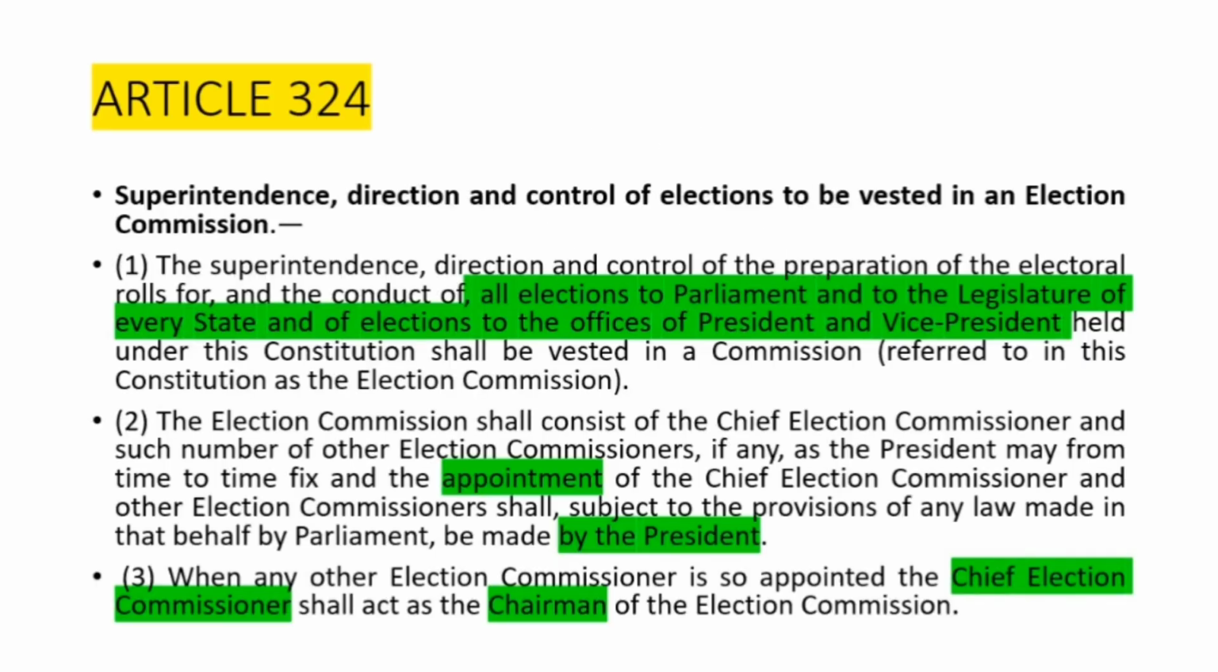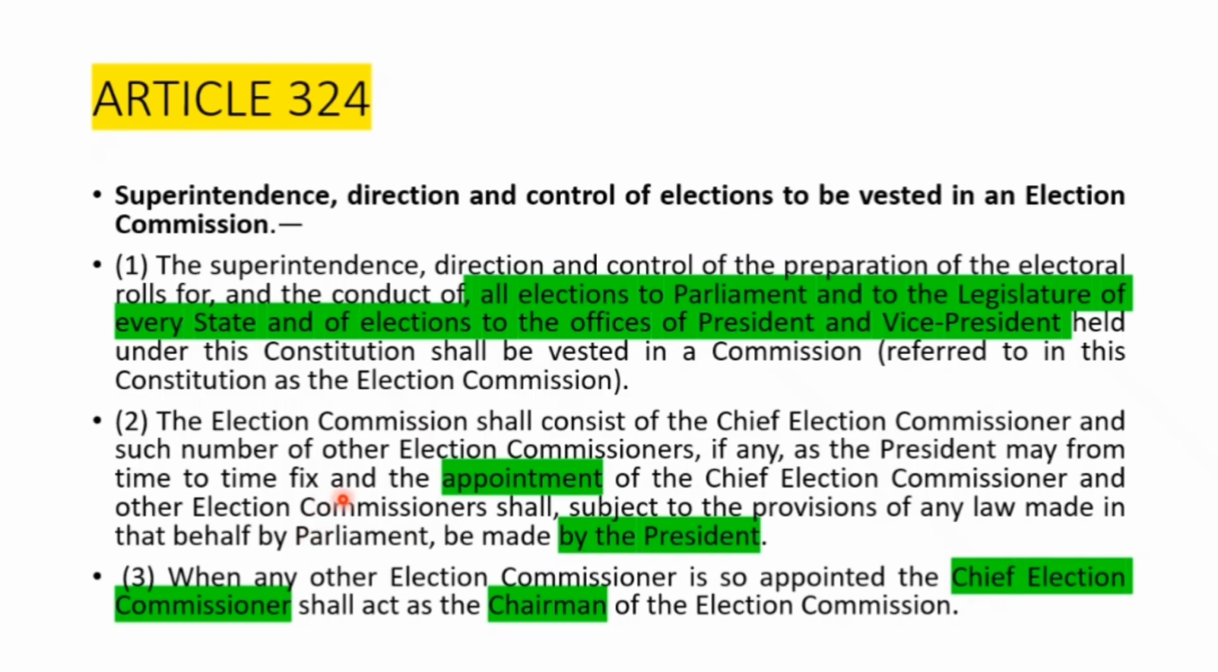Okay, so the first article, 324, is about the powers of the Election Commission. The powers are superintendence, direction and control of the preparation of the electoral rolls and the conduct of all the elections related to Parliament, to the legislature of every state, and of the elections to the offices of President and Vice President. This you have to be thorough with. So it has powers over the elections of Parliament, the legislature of each state, and also the President and Vice Presidential elections.